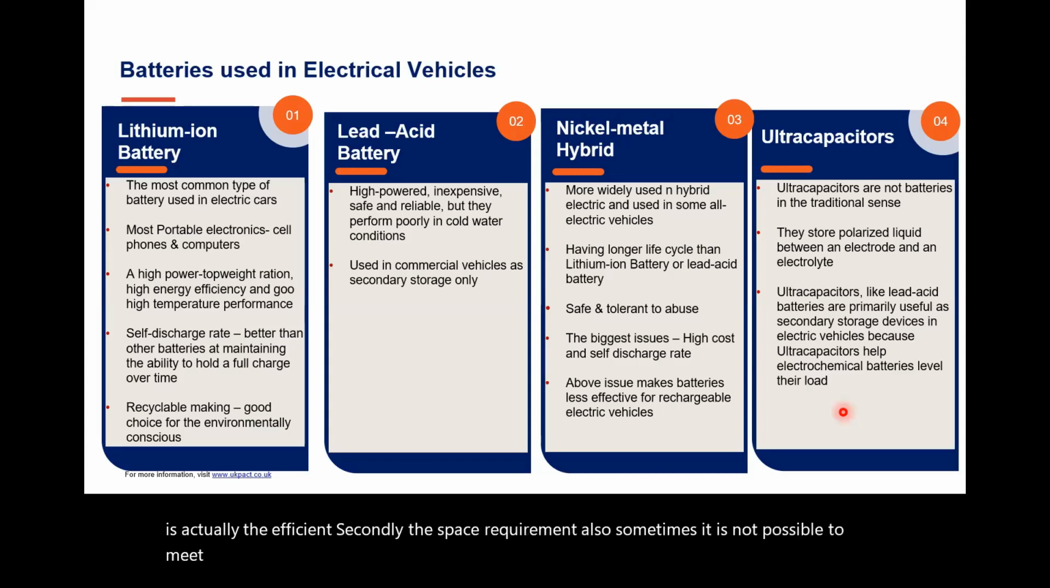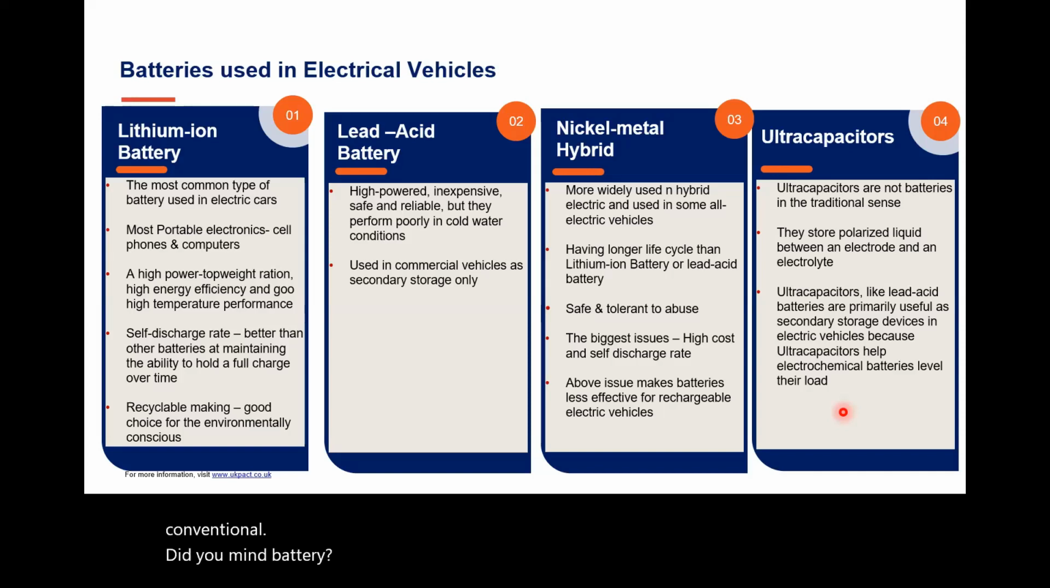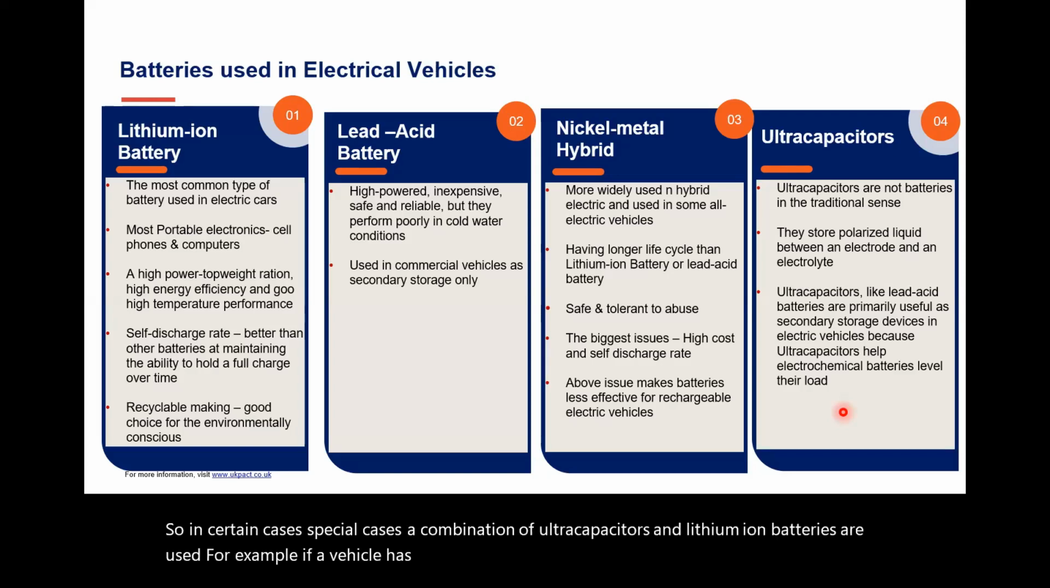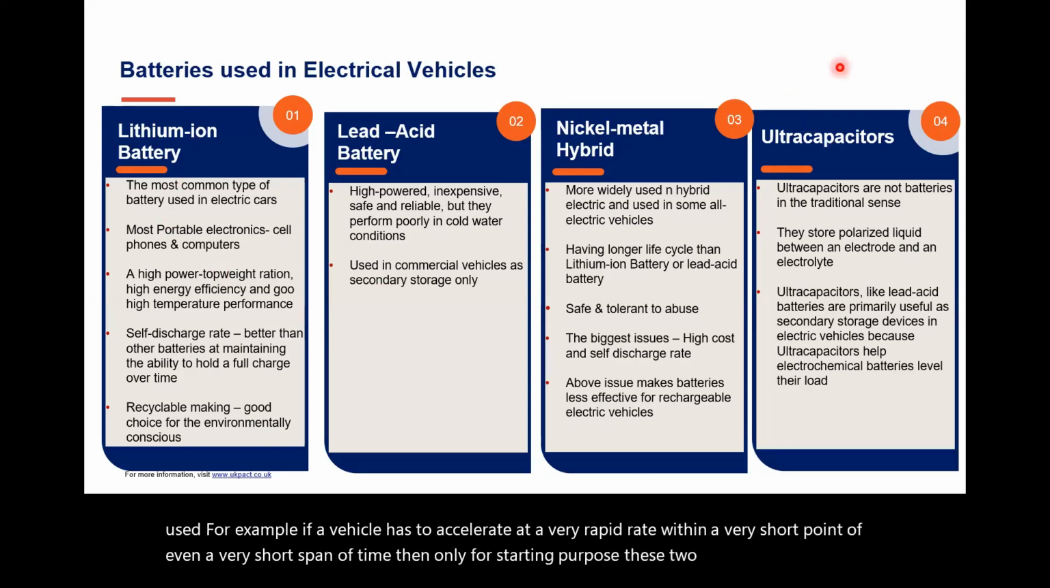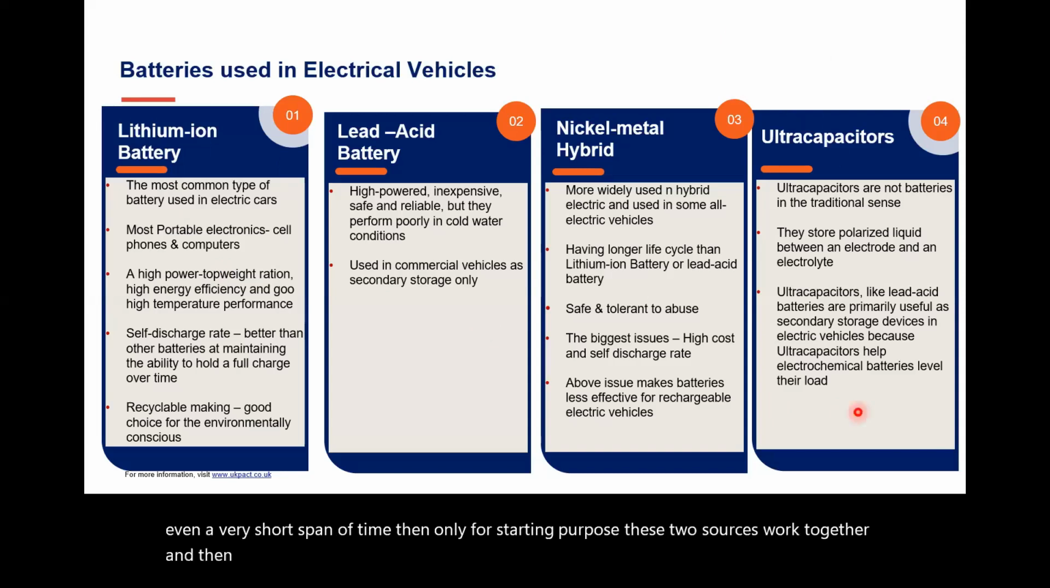So in typical applications, the advantage of ultra capacitors over battery is that they are capable of delivering energy at a much faster rate as compared to a conventional lithium ion battery. So in certain special cases, a combination of ultra capacitors and lithium ion batteries are used. For example, if a vehicle has to accelerate at a very rapid rate within a very short span of time, then only for starting purpose, these two sources work together, and then once the vehicle reaches the required uniform speed, then this source is cut off and this takes over completely. So such are the applications of ultra capacitors.